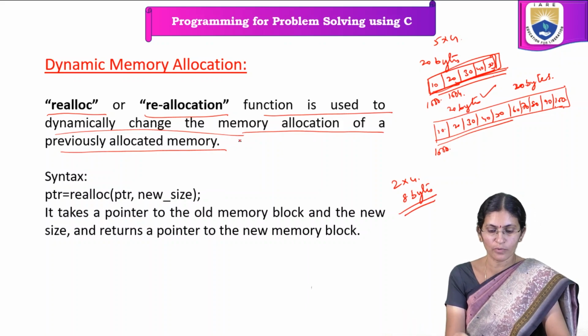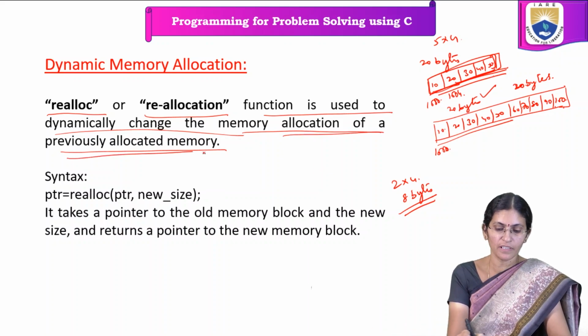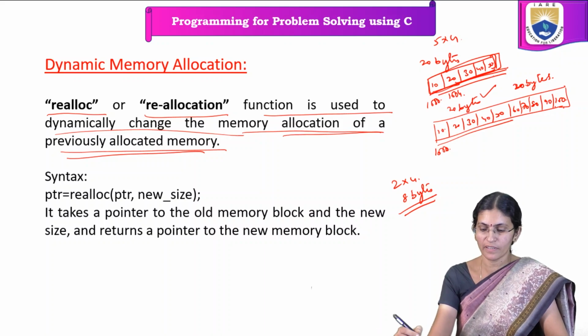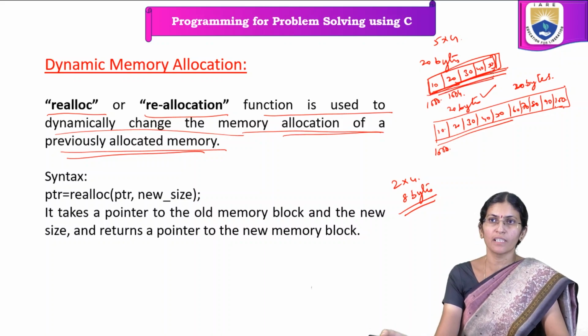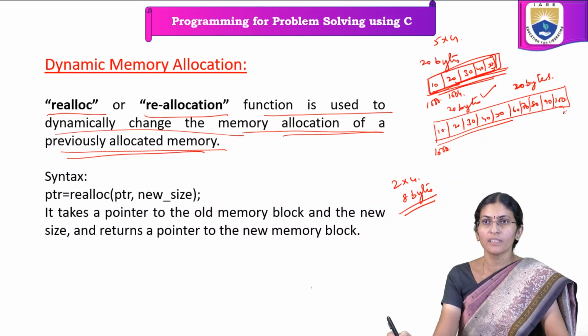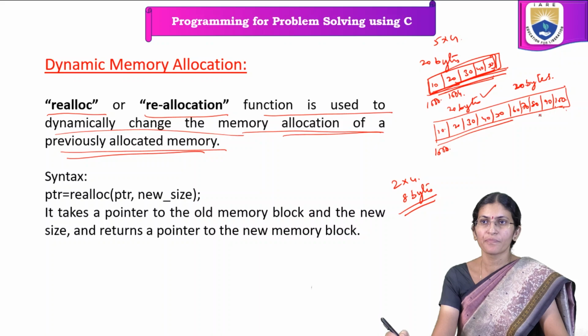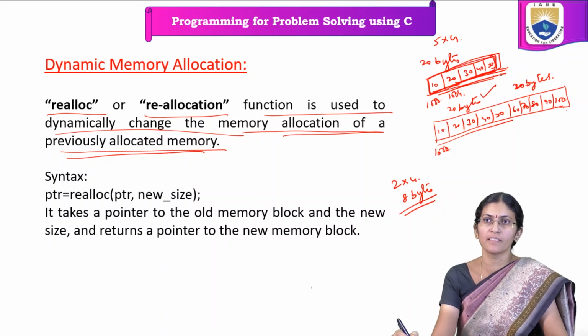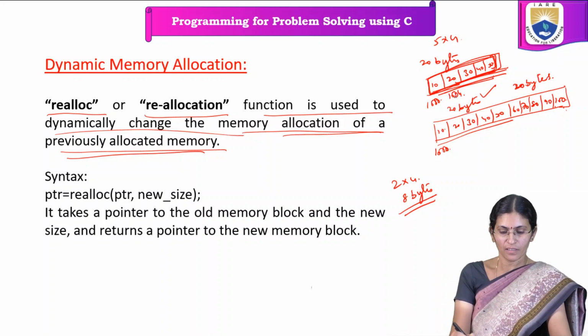The realloc function changes the memory allocation which has been previously allocated. Either the new size can be more than the previously allocated size, or it can be less. If the new size is more than the previously allocated size, then the old values will also be copied. But if the new size is less, then old values may be deleted.